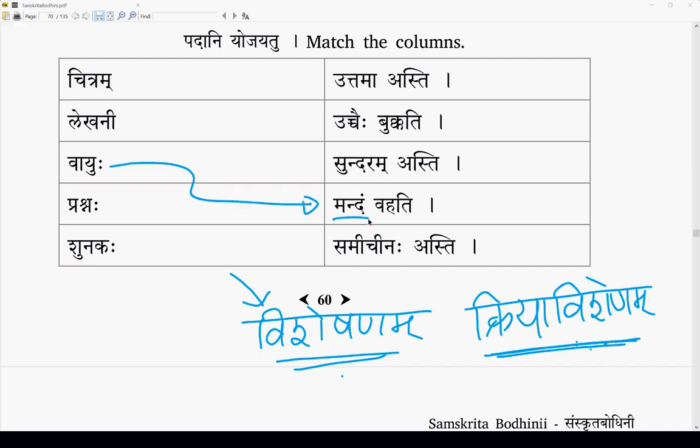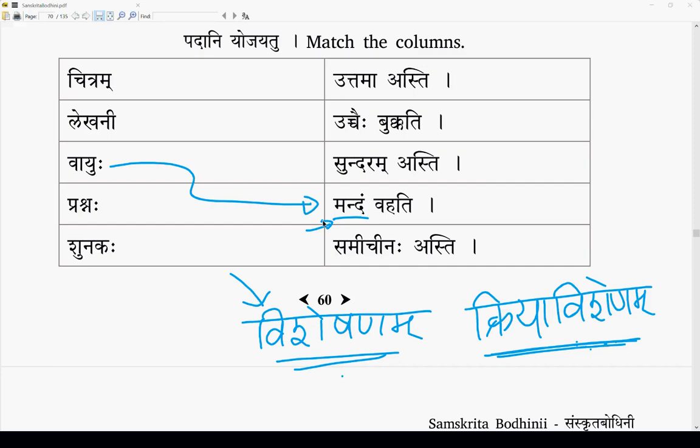So what is mandam here? Is it Visheshanam or Kriya Visheshanam? Mandam is Kriya Visheshanam. Correct. Good. Okay. So in what Lingam and what Vachanam should it be? That I'm not too sure, Mahodaya. No, guess. No problem. See, Vayu is Pullingam here. I guess Mandam is Napumsakalingam.